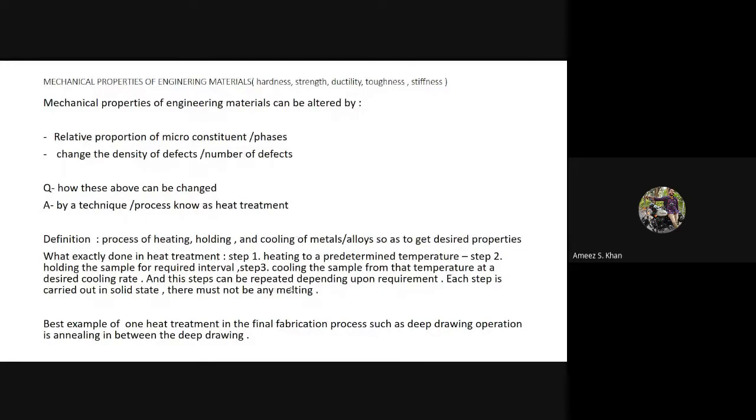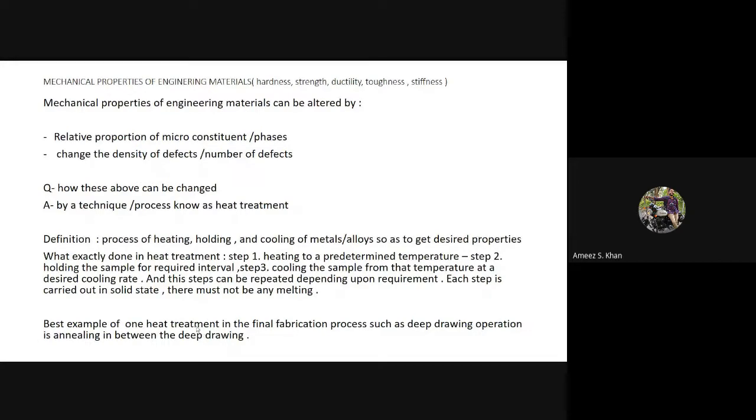And these steps can be repeated depending upon the requirements. Each step is carried out in solid state. This is important. Whenever you are doing heat treatment of any materials, basically steels or aluminiums or any alloys, care should be taken that there should not be any melting. So the heat treatment is always carried out in the solid state. There should not be melting of the material, right?